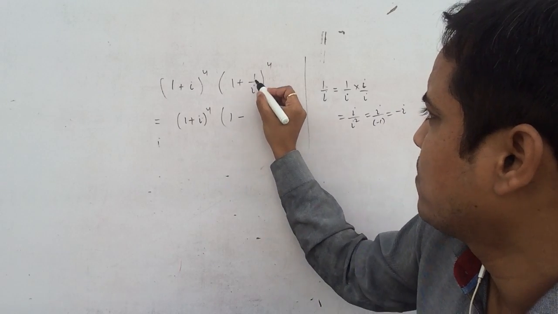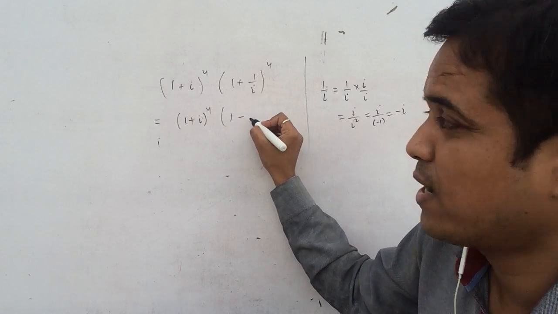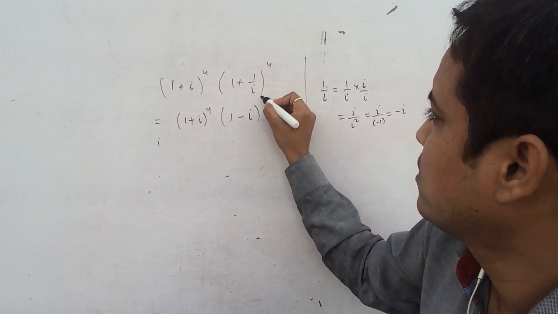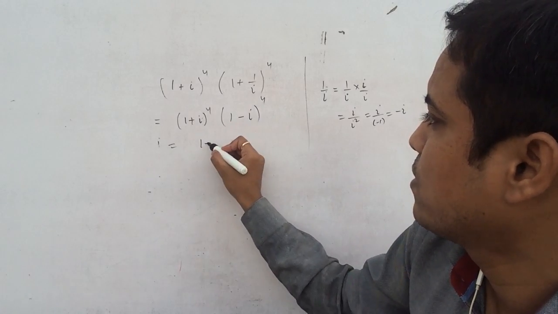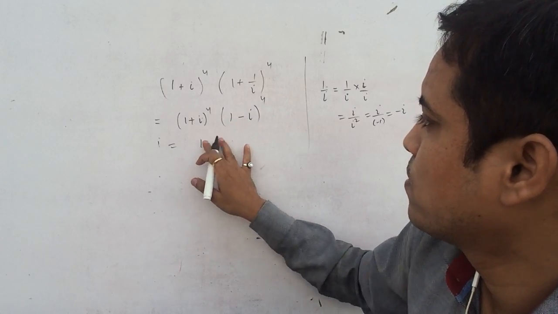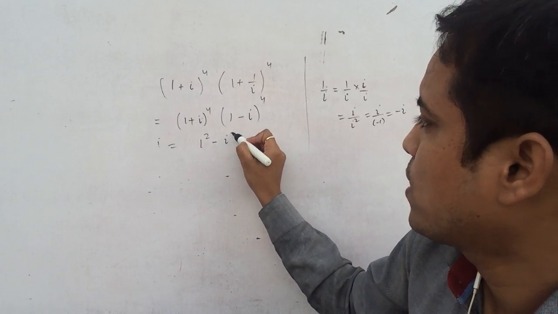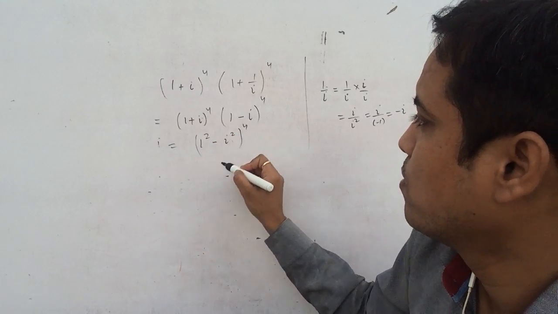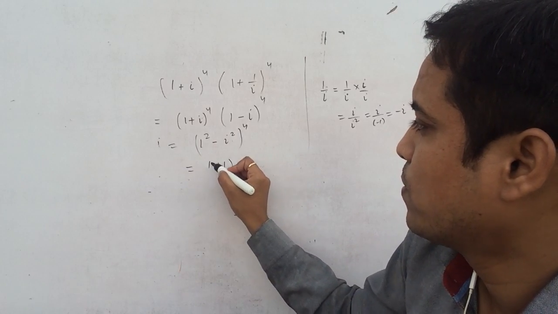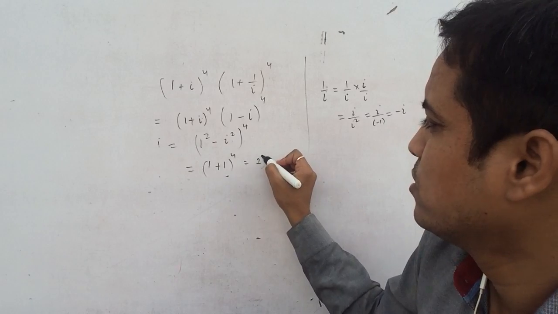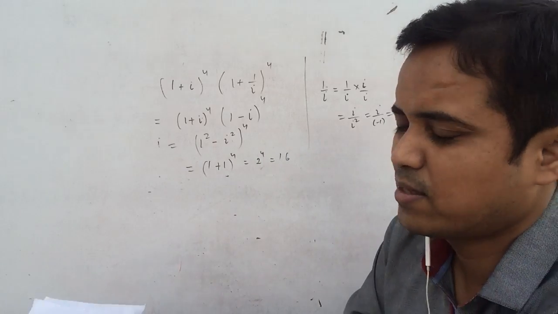So you can write 1 upon iota, and instead of 1 upon iota you can write minus iota raised to power 4. So what you can do, 1 plus iota, 1 minus iota, you can write here 1 square minus iota square, and that would be power 4. 1 minus, what is iota square? It is minus 1, so you would get 2 raised to power 4, which is 16. Very easy question.